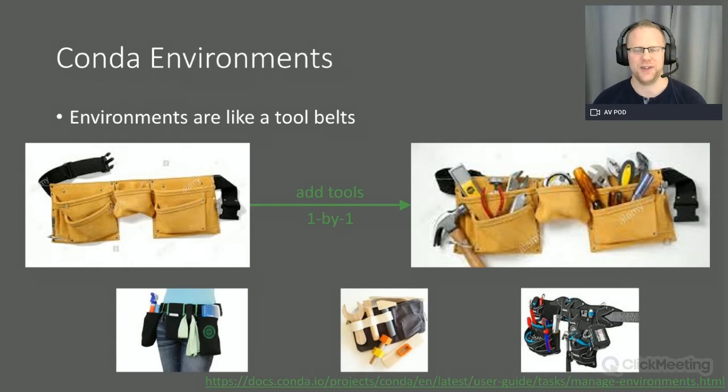Now, this analogy with a tool belt is quite nice because you can have different tool belts, each with different sets of tools. You might have one that's for cleaning, in this case, a little kid's tool belt. You could have all of these different tool belts, and depending on what job you want to do, you can just go get the tool belt or the environment that you want with those tools already available, ready to go. So how do you go about actually setting up one of these environments?